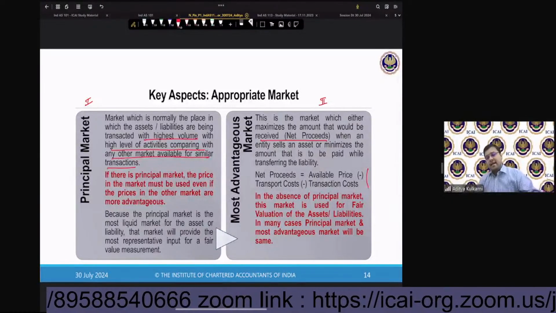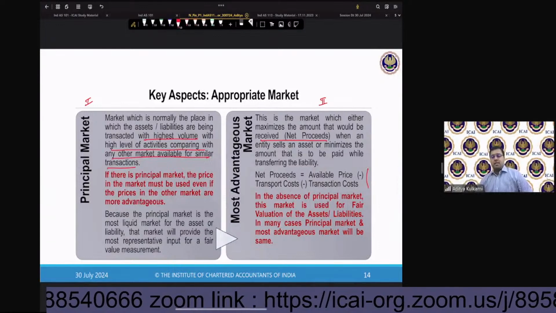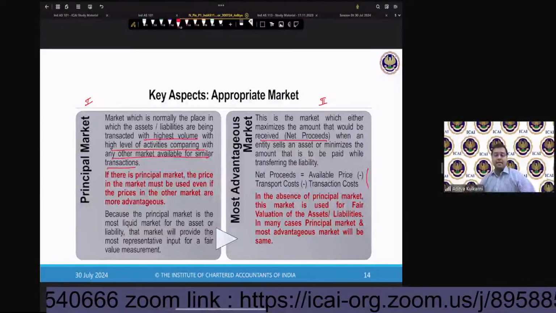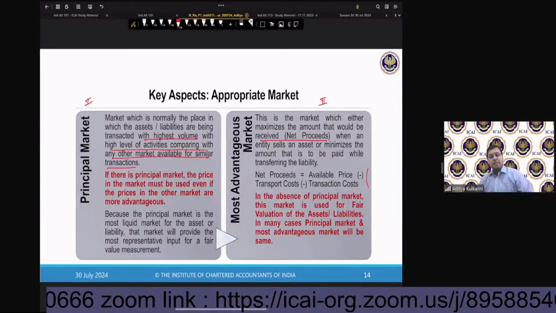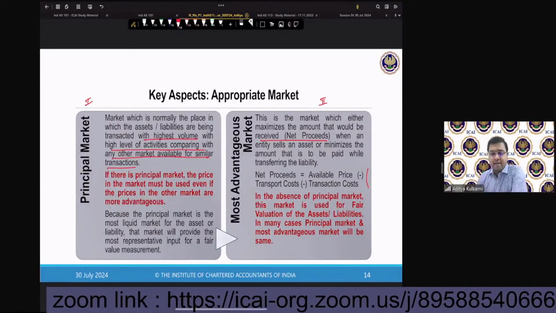And that is exactly what you will consider for the purposes of fair value measurement if the principal market does not exist. If a principal market exists, then you will not look at the most advantageous market.